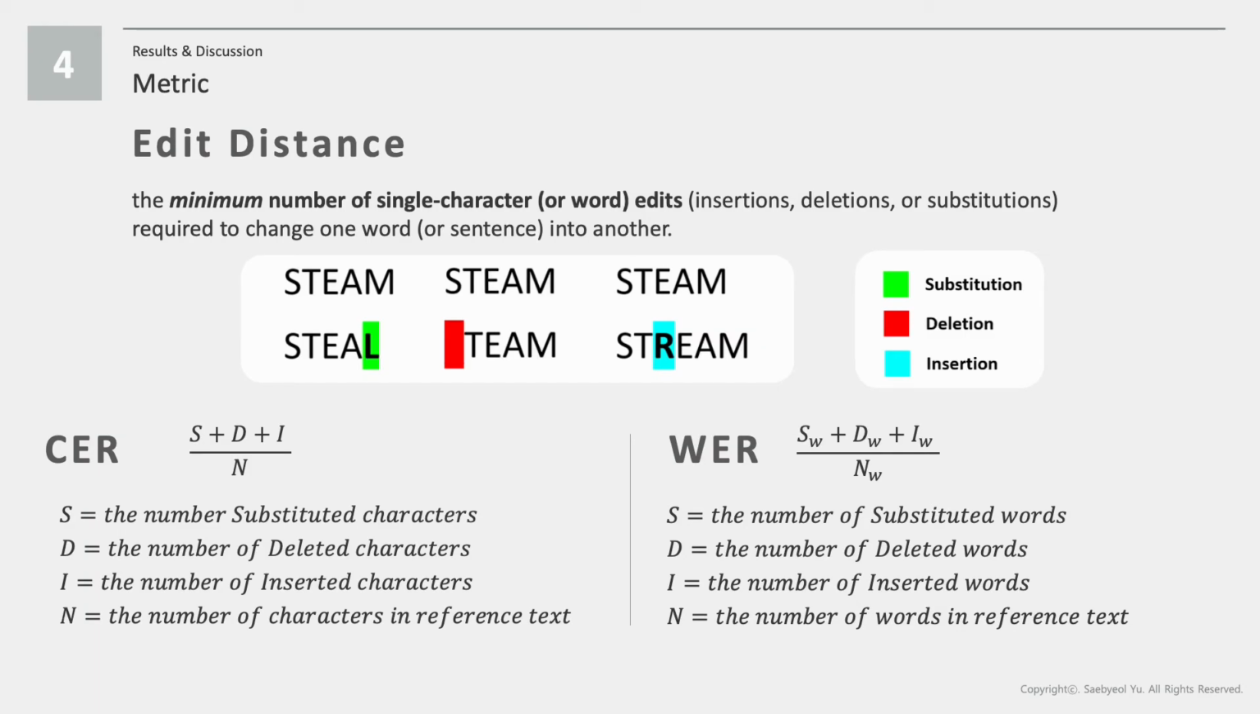We use two metrics, CER and WER. Edit distance is the minimum number of single character edits required to change one word into another. WER is the minimum number of word edits.